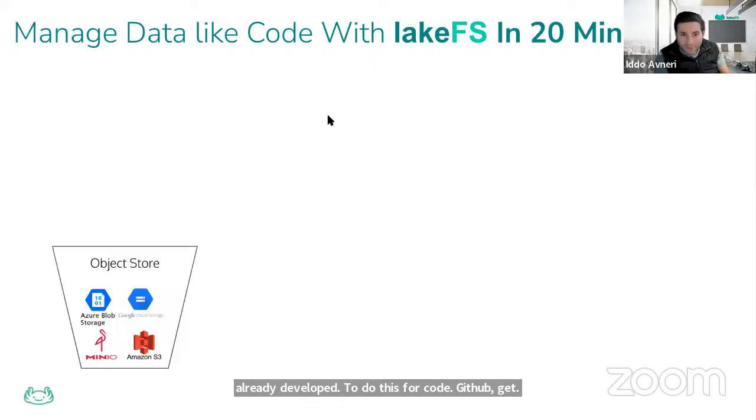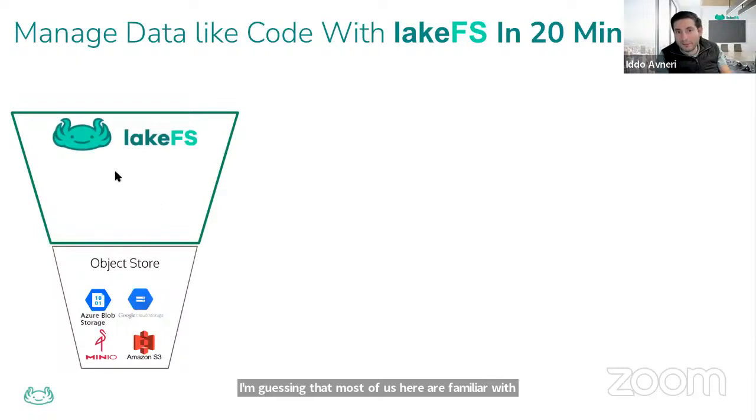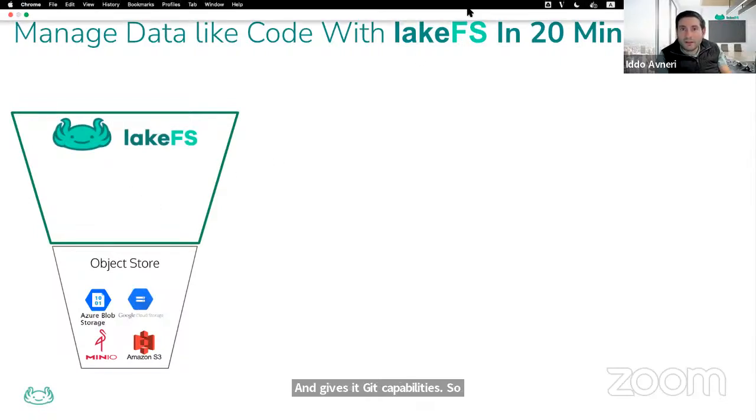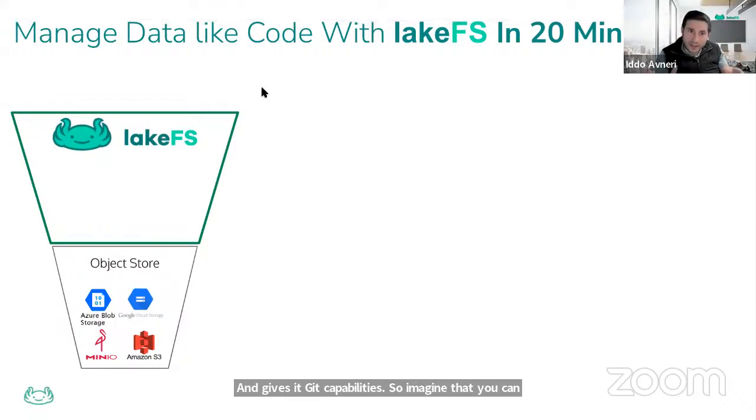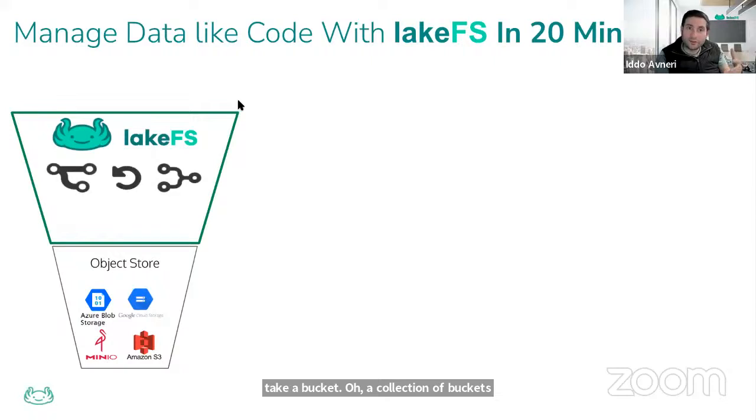I'm guessing that most of us here are familiar with Git. So what we said is, let's take something that sits on top of the object store and gives it Git capabilities. Imagine that you can take a bucket or a collection of buckets, and give them a Git interface. I can take my data lake and branch it, just like I would do for code. I can make changes and commit those changes. If I'm not happy with those changes, I can roll back, revert, just like I would do with code.